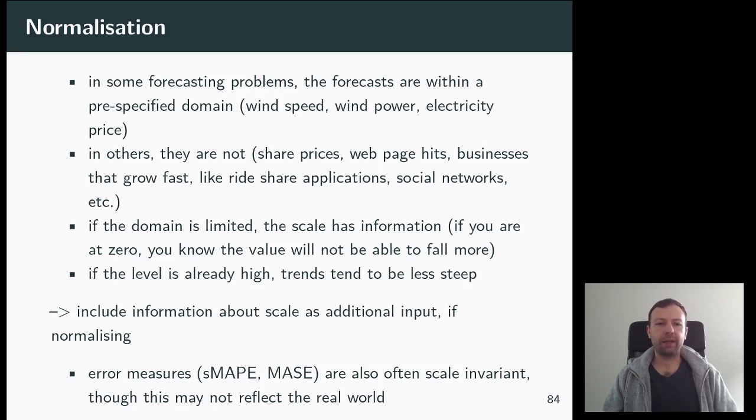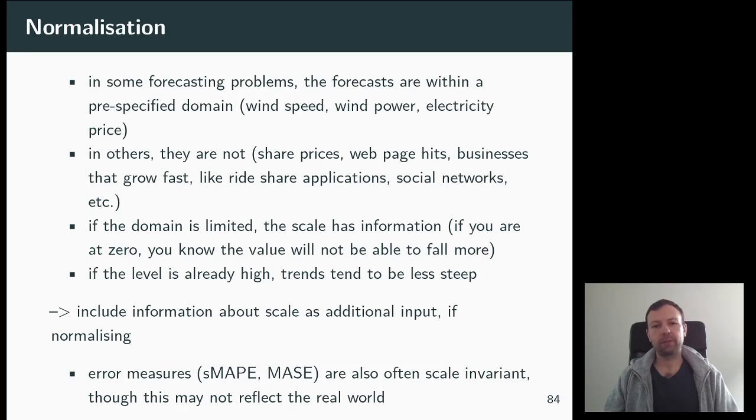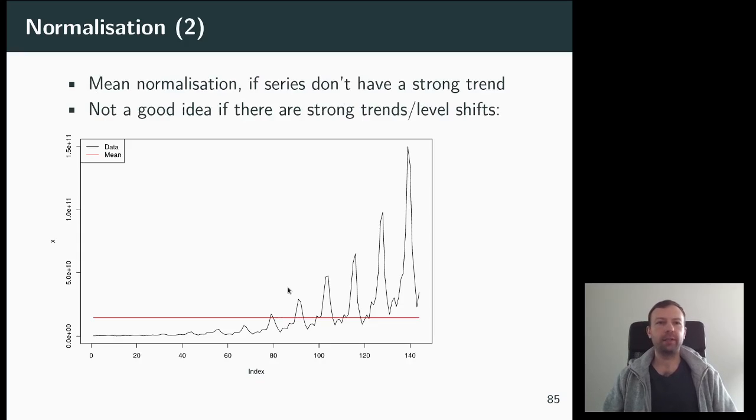Another consideration is that the error measures that are very often used in time series forecasting, which we're going to get to quite soon, are often scale invariant. This can also lead to problems in real-world applications, but we're going to talk about that later. So that's an example of what I mean: a mean normalization sometimes is a good idea, sometimes it's not. So think about it.